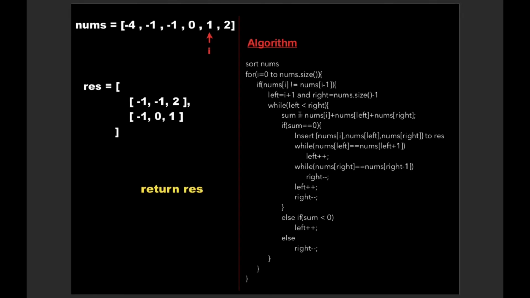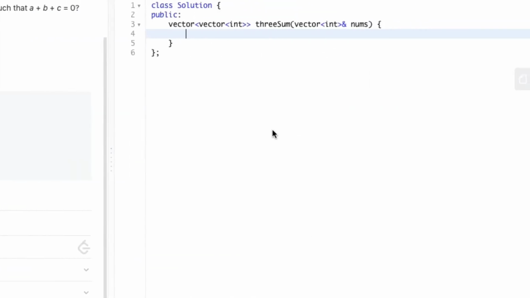Since we know that after I points to this location, we can't declare elements left and right. Therefore, we directly return a result array which contains -1, -1, 2 and -1, 0, 1. So now we can begin with our code.